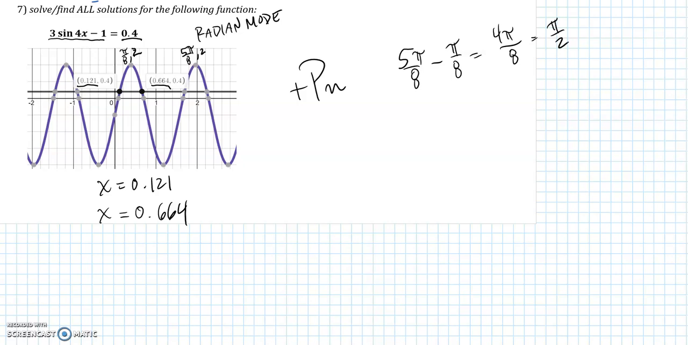Or you could use the b value here. So I could say period equals 2 pi over b, over 4, which is pi over 2. So that means that every distance of pi over 2 will give us a solution. So we add pi over 2n, and n represents any number of cycles. It could be 1 cycle, n could be 2, so 2 cycles down the road. It could be negative, so it could go to the left.